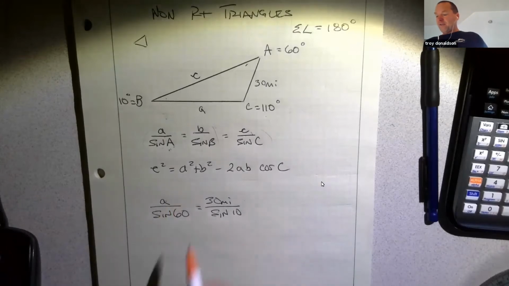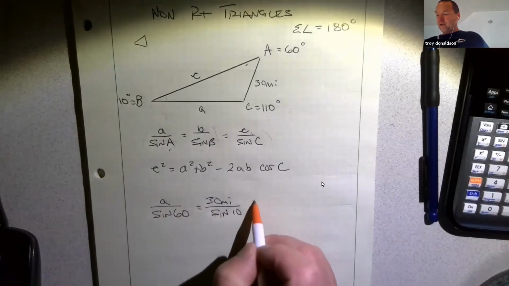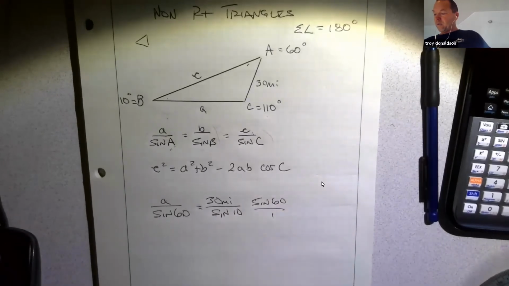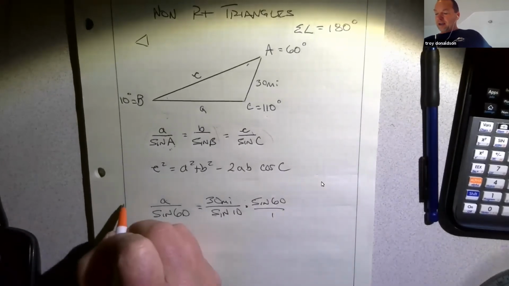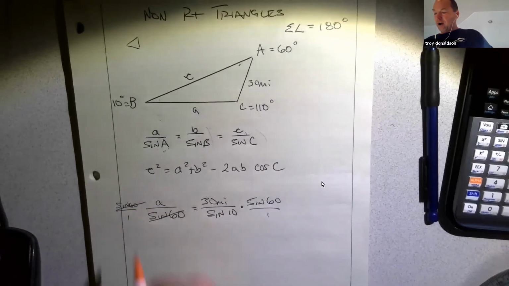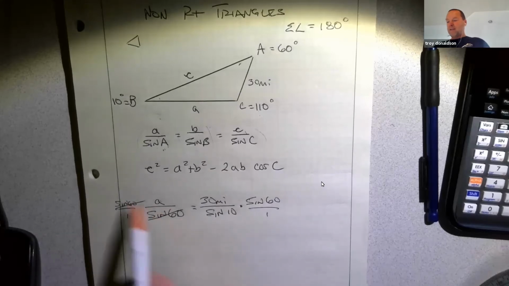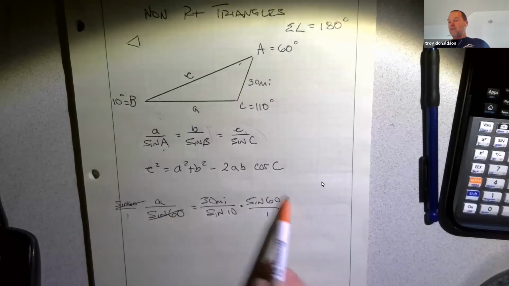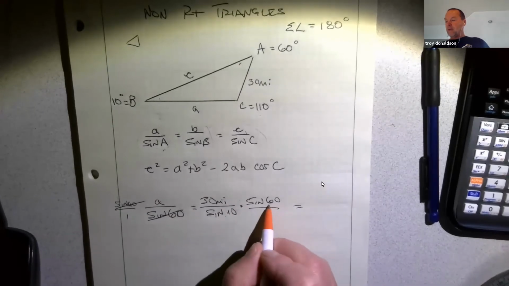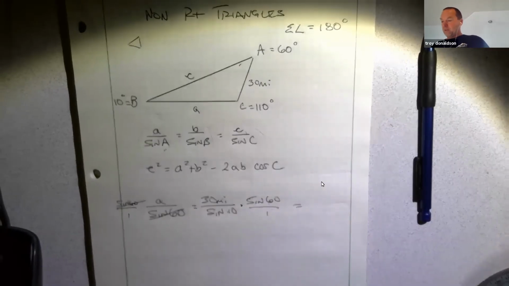Okay. So I can solve for A by moving this over here. Sine 60 over 1. This is a multiply. And then I multiply sine 60 over 1, and those cross. So that's how the algebra works. What you do to one side, you have to do to the other. So if I multiply this side by sine 60 to get rid of this, then I have to multiply this side times sine 60. So A is going to be equal to, and this is just a number, and this is just a number. So let's see what we get.